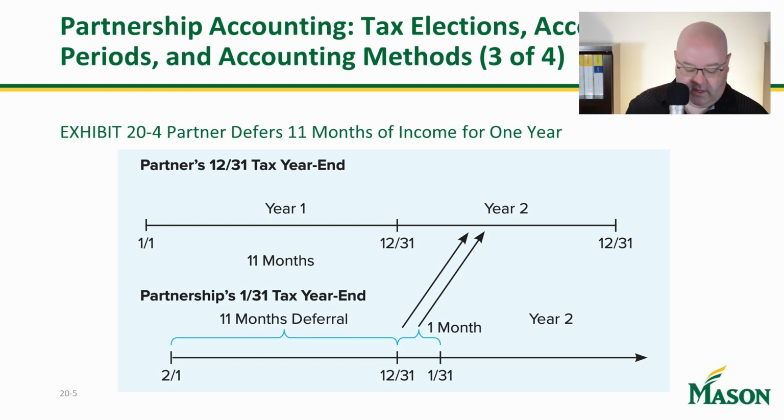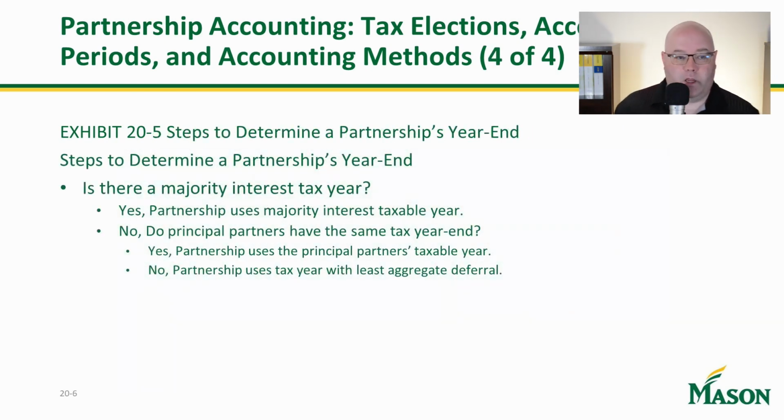And so they don't want to be able to do that if they can avoid that. So, Exhibit 25, sorry, steps to determining a partnership's year end. It's a really good thing. And actually, this is where, when I was preparing for this class, I don't do this too much.